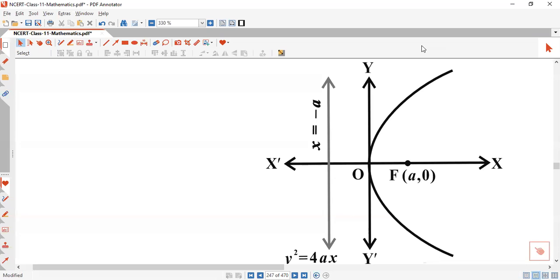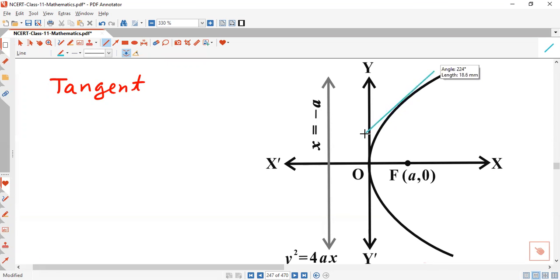Now we talk about the tangent. Tangent is a very important term in coordinate geometry. A tangent will touch the curve at only one point. So I would like to draw a tangent. It should touch only at one point, not more than one point.